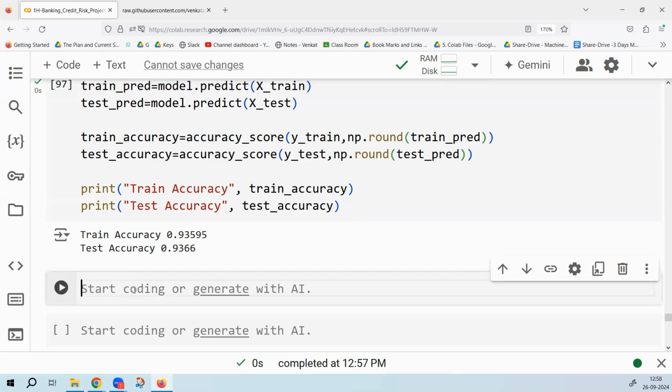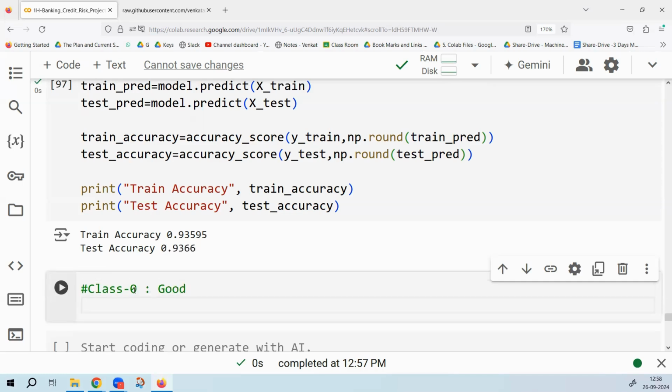What is the other issue that you also need to take care of? Like how much my model is predicting the case like 0 or 1 or A or B. Class-wise accuracy. This is overall accuracy. Overall accuracy looks good. But we should also look at class-wise accuracy, class 0 and class 1. In my case, class 0 is good customers, not seriously delinquent.